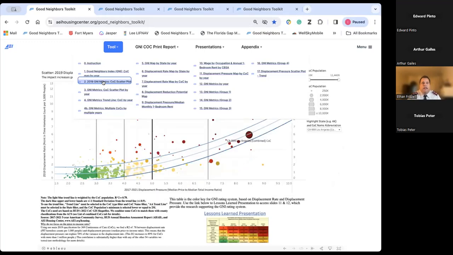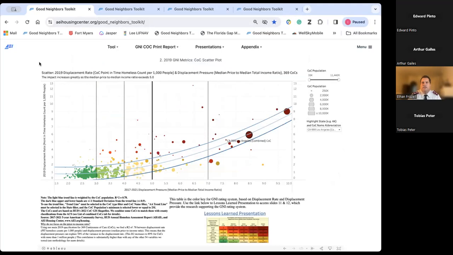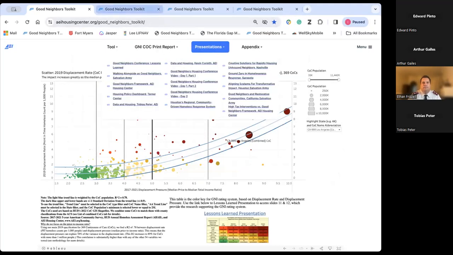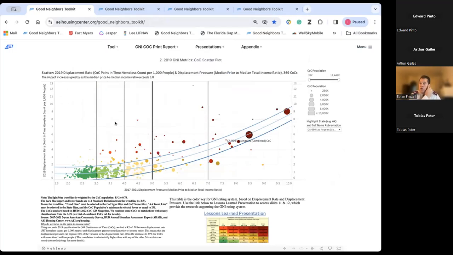The next tool that we look at is the powerhouse of the system. This is a tool, and I give tremendous credit and appreciation, as I'm sure you will, to Edward and Tobias and Arthur, who worked together to scattergraph 10 years of data for 369 communities based on housing pressure, displacement rates, and then mapped them out to see the correlation, which we'll look at in a moment.